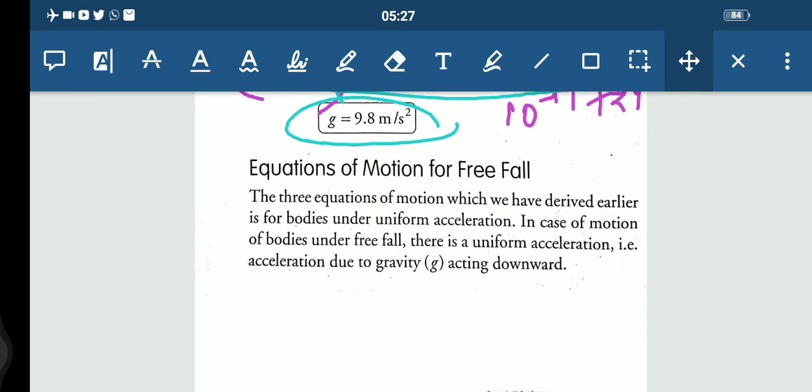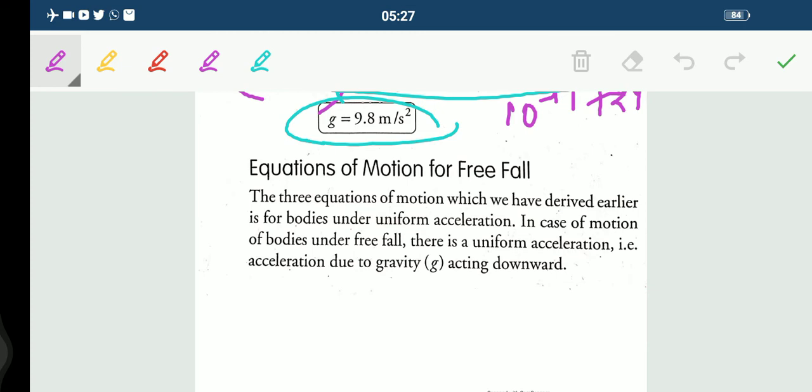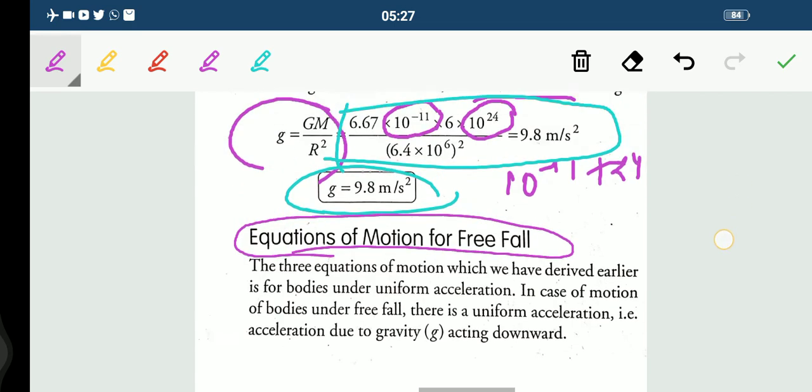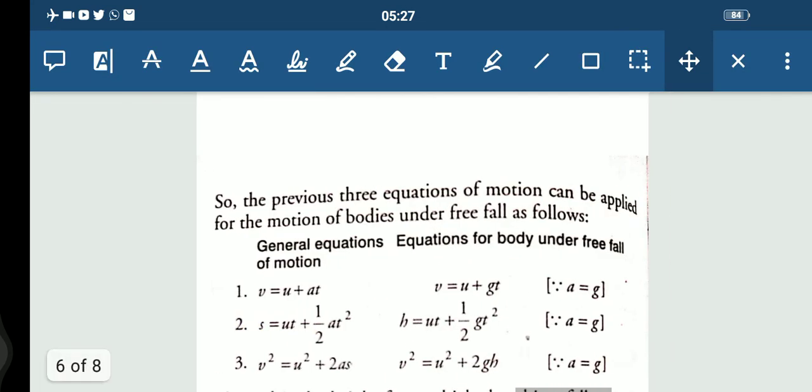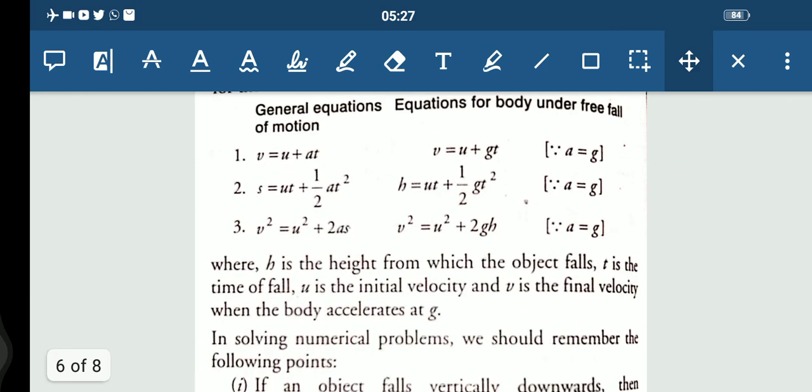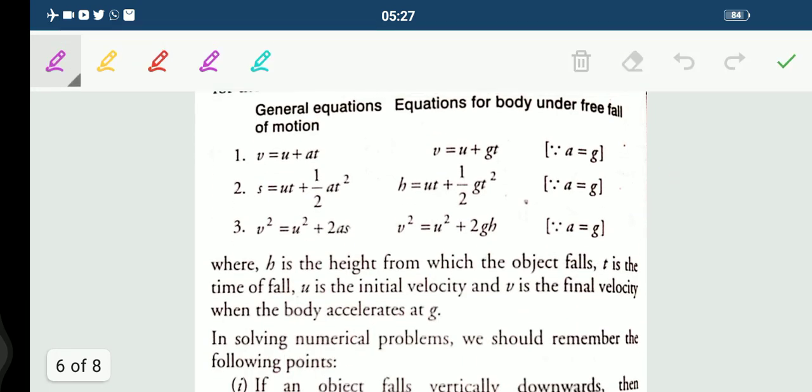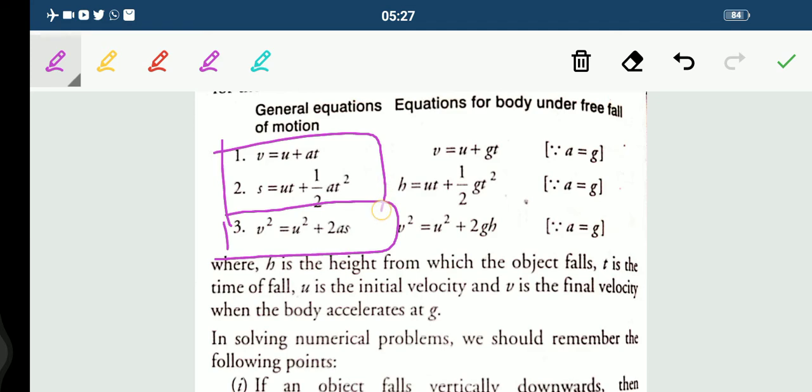Now see, the important thing comes here while solving the numerical portion: equations of motion for free fall. We have all discussed that there are three equations of motion. This we already know. Fine, v is equal to u plus at, s is equal to ut plus half at square, and v square minus u square is equal to 2as. This is what we have studied. Fine, these are the three different equations.